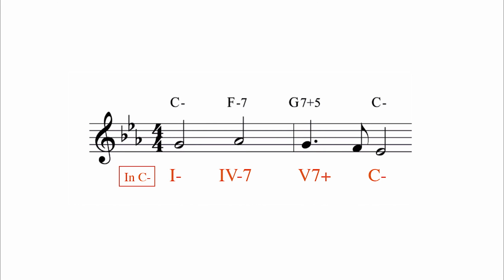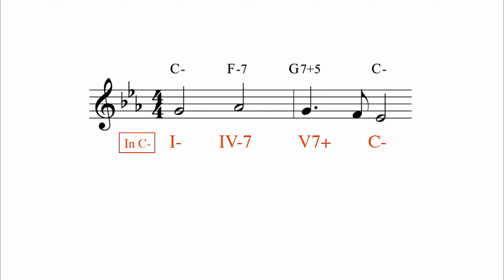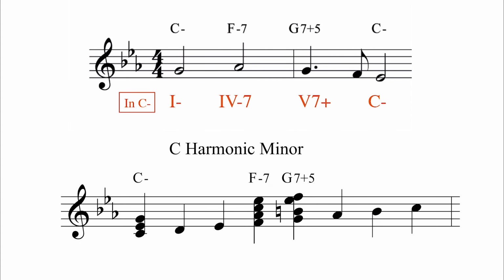Bar by bar analysis. Bars 1 to 3. These first 2 bars are in C harmonic minor. I say harmonic as the first 4 chords all come from this particular minor scale. The chords are C minor, F minor 7, G7 augmented, and C minor. 1 minor, 4 minor, 5 dominant 7, and 1 minor. These chords come from the harmonic minor.